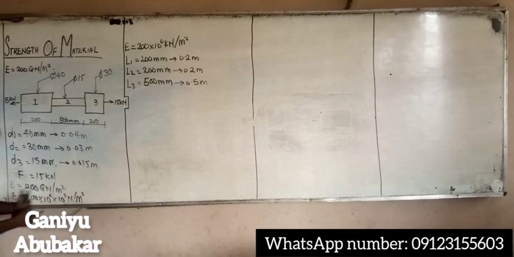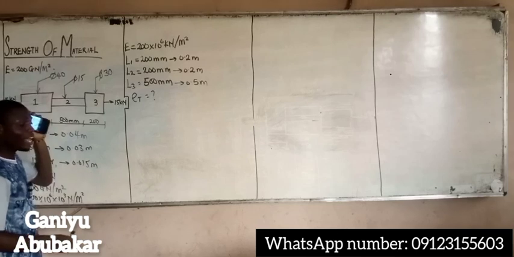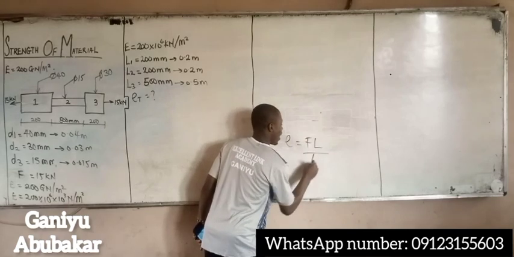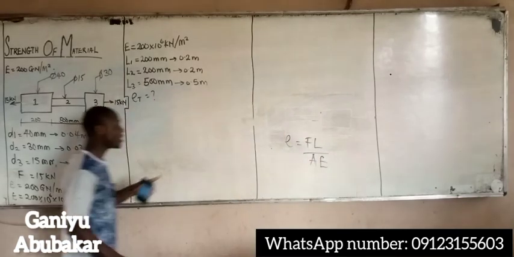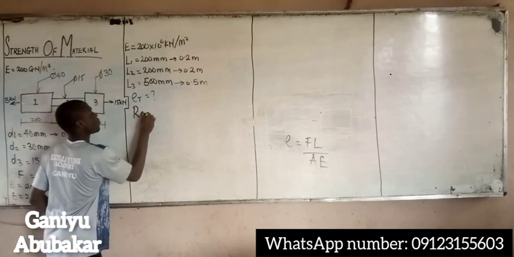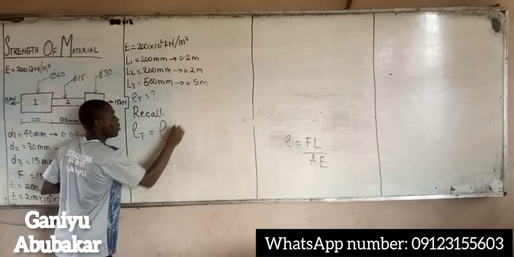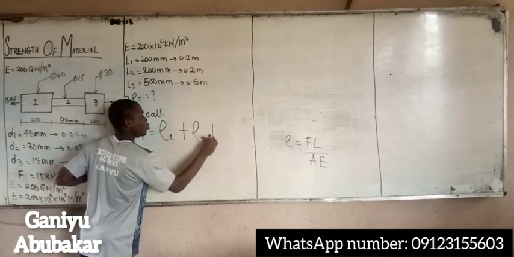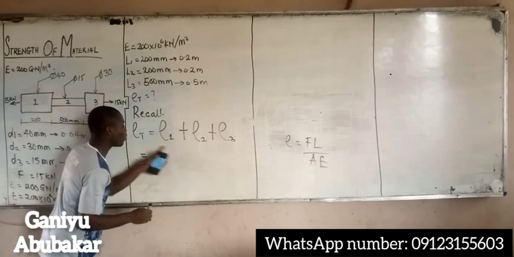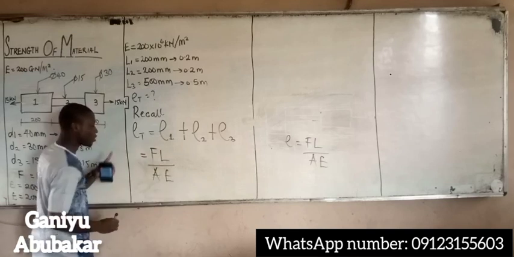In the question we are told to start with the total elongation. Hence we know that elongation is equal to FL over AE. And I have 3 sections here. Hence, my total elongation will be equal to elongation at section 1, plus elongation at section 2, plus elongation at section 3. Hence, for section 1, I will have FL over AE.